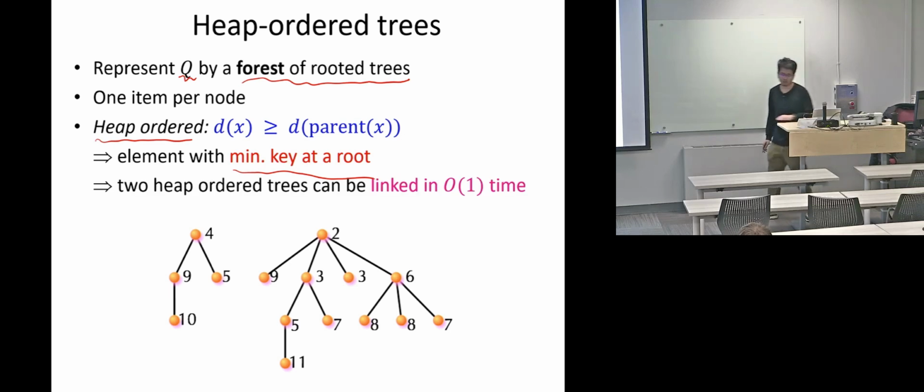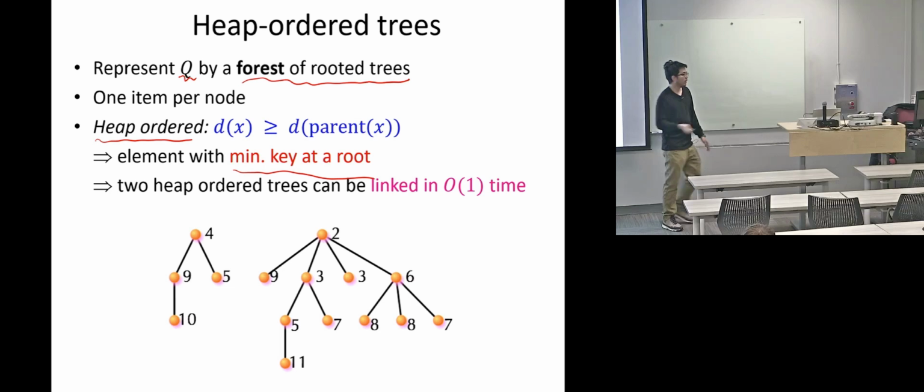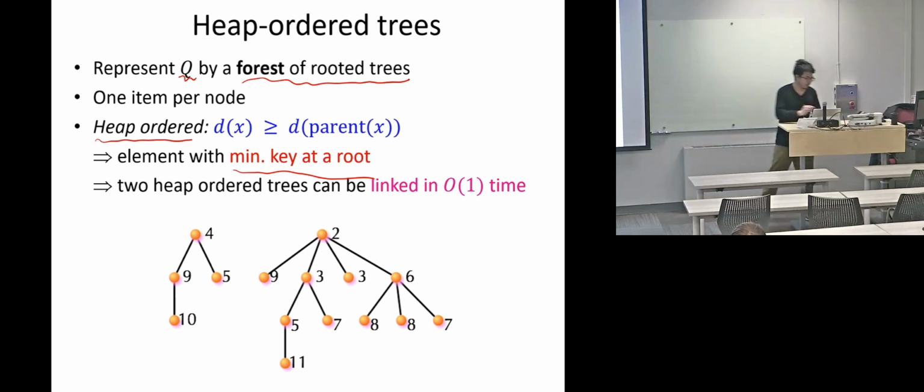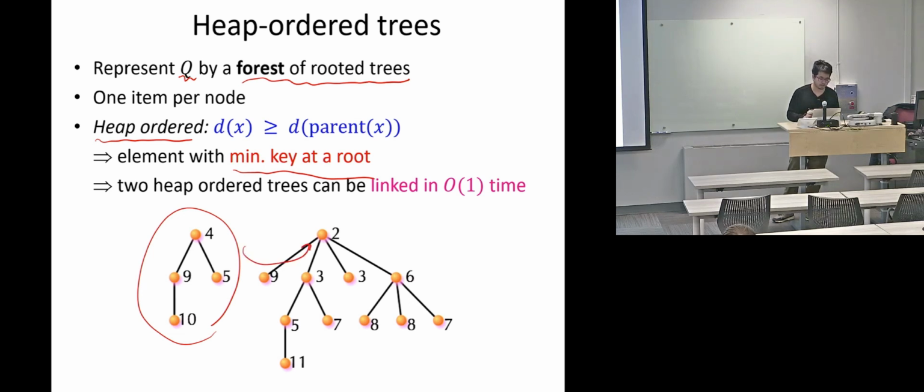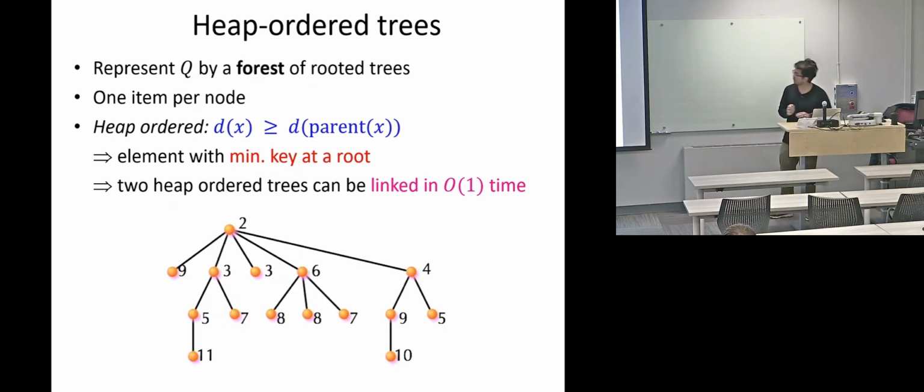And also, two heap order trees can be linked in O(1) time. You can just link them like this. If you want to link these two guys, then this guy needs to become the child of this guy. You can implement this in O(1) using a linked list of the children. But I hope you can believe that you can link in O(1) time. Any questions about heap order trees? They're simple objects, right? Okay.